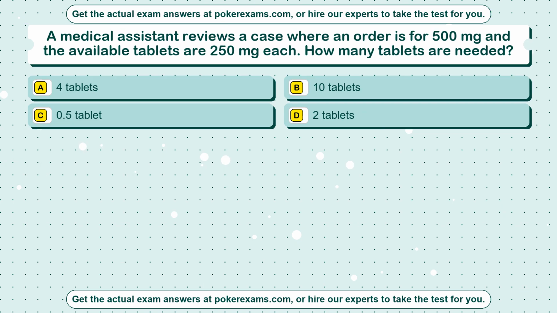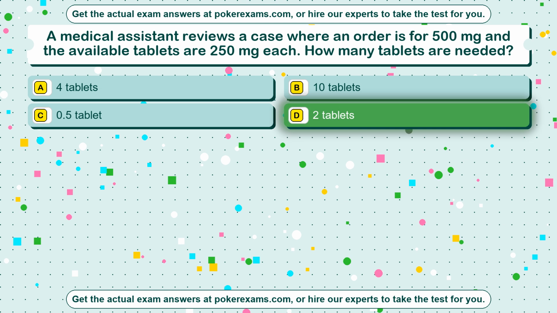Question 45. A medical assistant reviews a case where an order is for 500 milligrams and the available tablets are 250 milligrams each. How many tablets are needed? Option A, 4 tablets. Option B, 10 tablets. Option C, 0.5 tablet. Option D, 2 tablets.